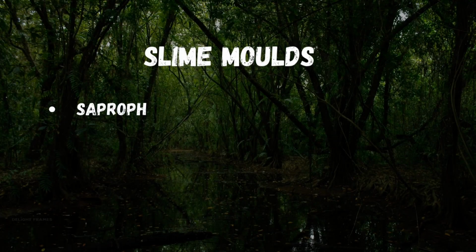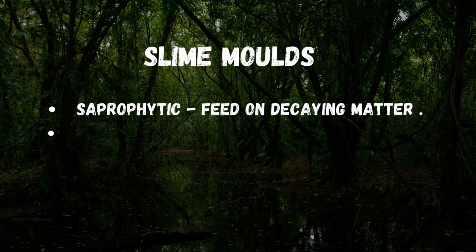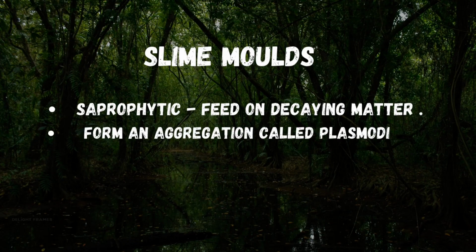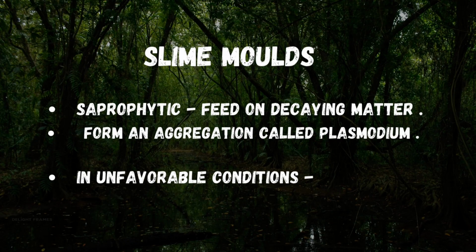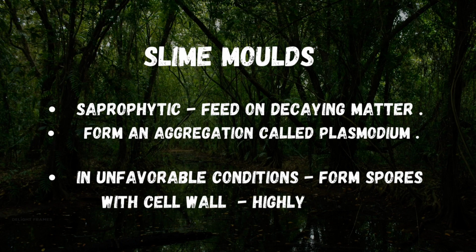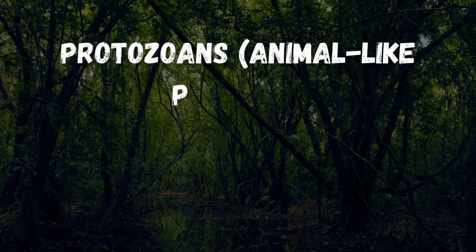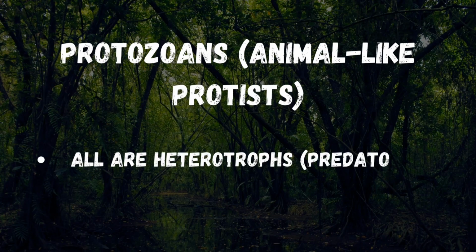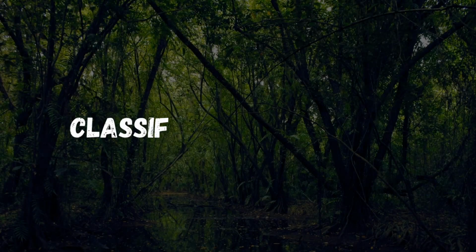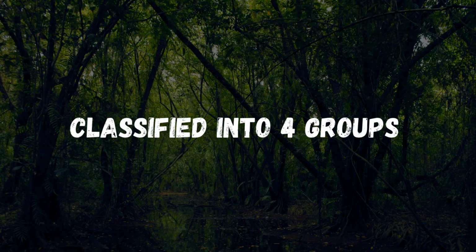Slime molds are saprophytic and feed on decaying matter. They form an aggregation called plasmodium. In unfavorable conditions they form spores with a cell wall, which are highly resistant. Protozoans. All are heterotrophs. They are classified into 4 groups.